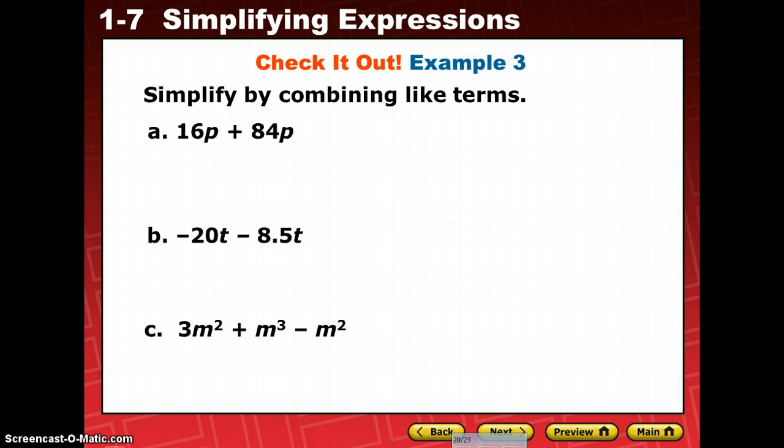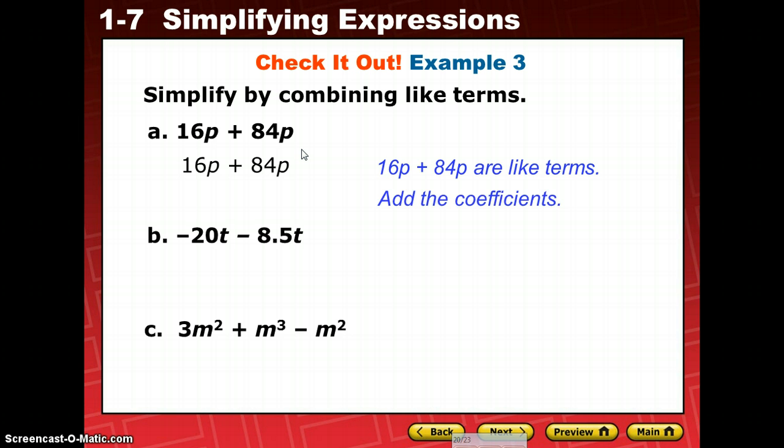So remember when you're adding like terms, if we have this first example, 16p plus 84p, right? These two terms are the same, so we can go ahead and just add them together. So we'd have 16p plus 84p, and we're adding the coefficients, which is this number right here in front of the variable. We kind of rushed through that definition today, but the coefficient is the number in front of the like term or in front of the variable. So we have 16 plus 84 is 100.